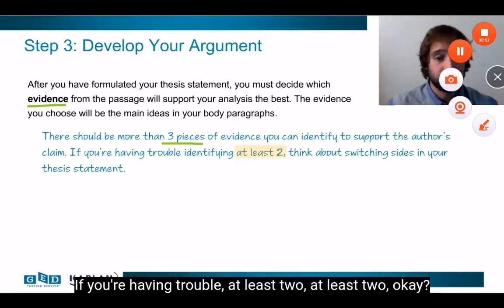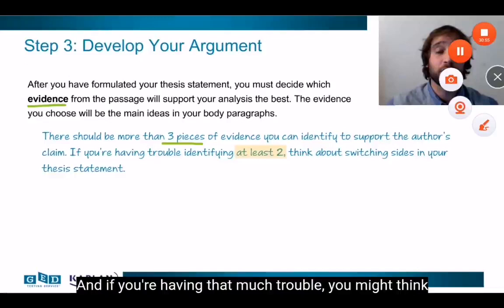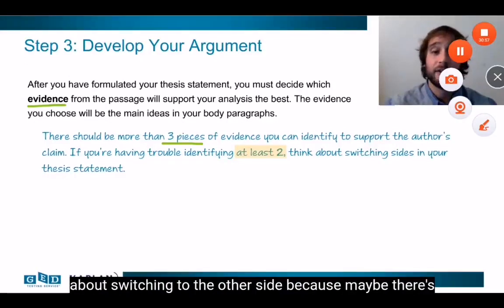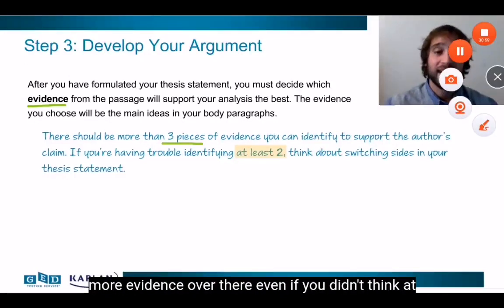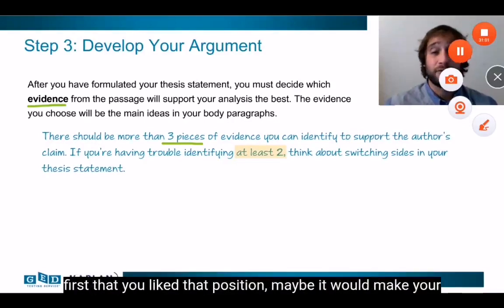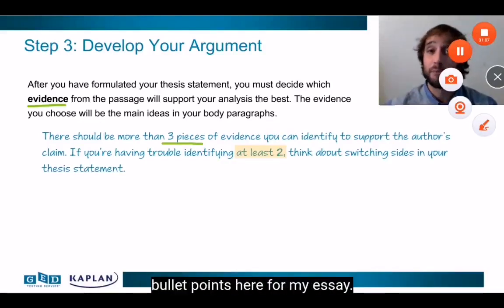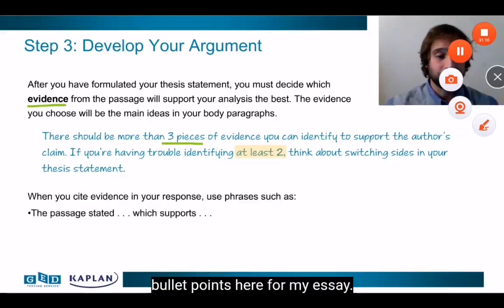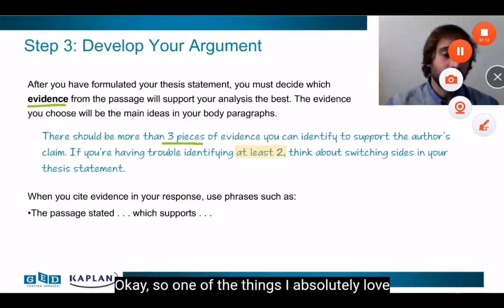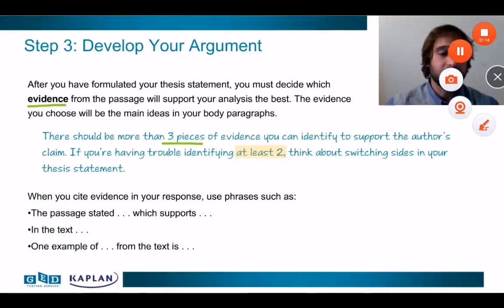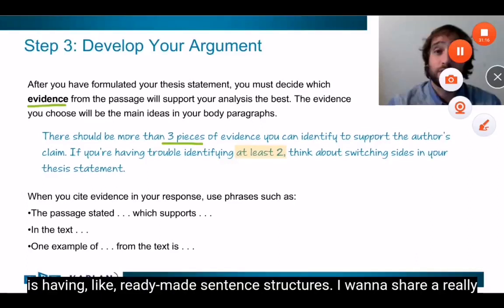At least two. Okay? And if you're having that much trouble, you might think about switching to the other side, because maybe there's more evidence over there. Even if you didn't think at first that you liked that position, maybe it would make your essay easier, because you could just say, oh, okay, well, I know that those are going to be my bullet points here for my essay.